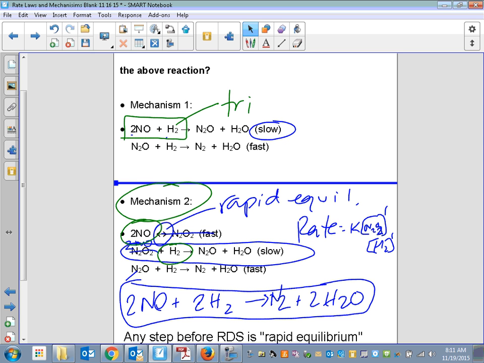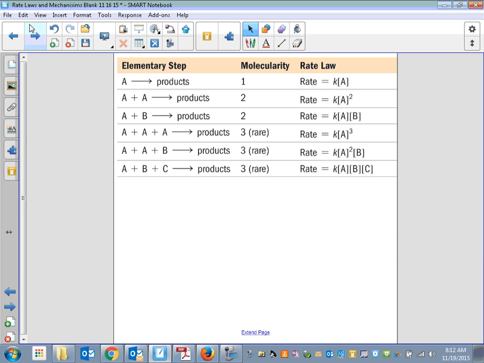And I'm going to talk about Arrhenius for 10 minutes at the end of class. Arrhenius' equation.